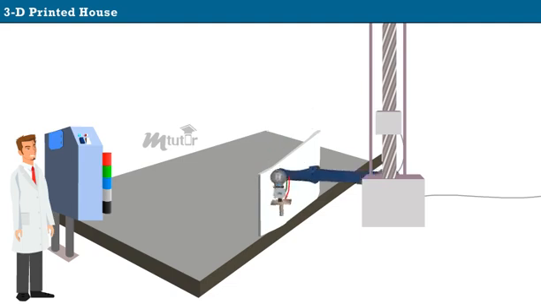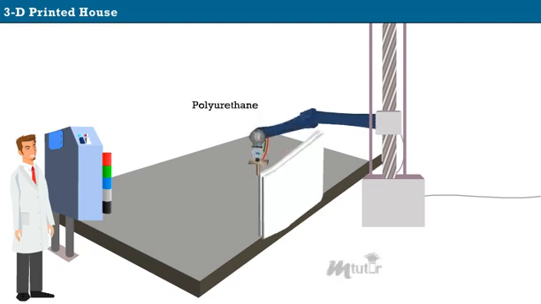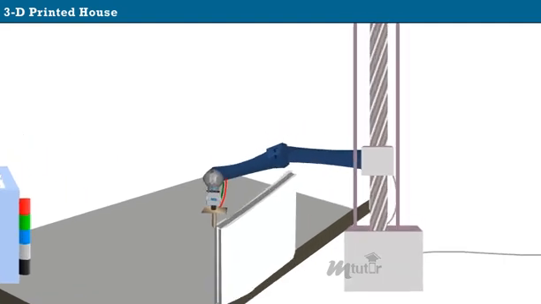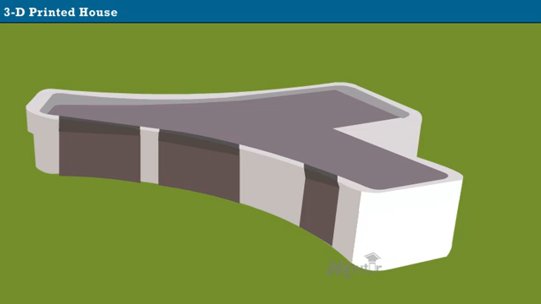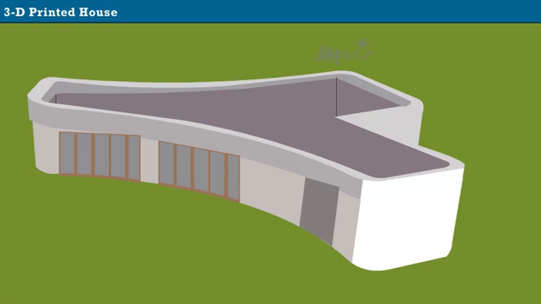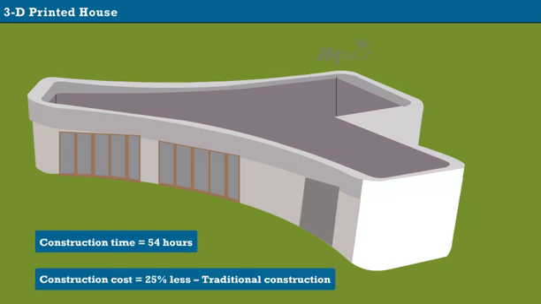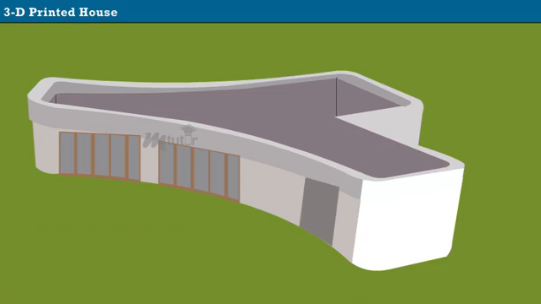Each wall consists of 2 layers of insulated polyurethane with a space in between which is filled with cement. This creates a thick, insulated, fully durable wall. The windows, doors and roof are then fitted. Also, its construction time is approximately 54 hours and overall construction cost is reduced to 25% of traditional construction.